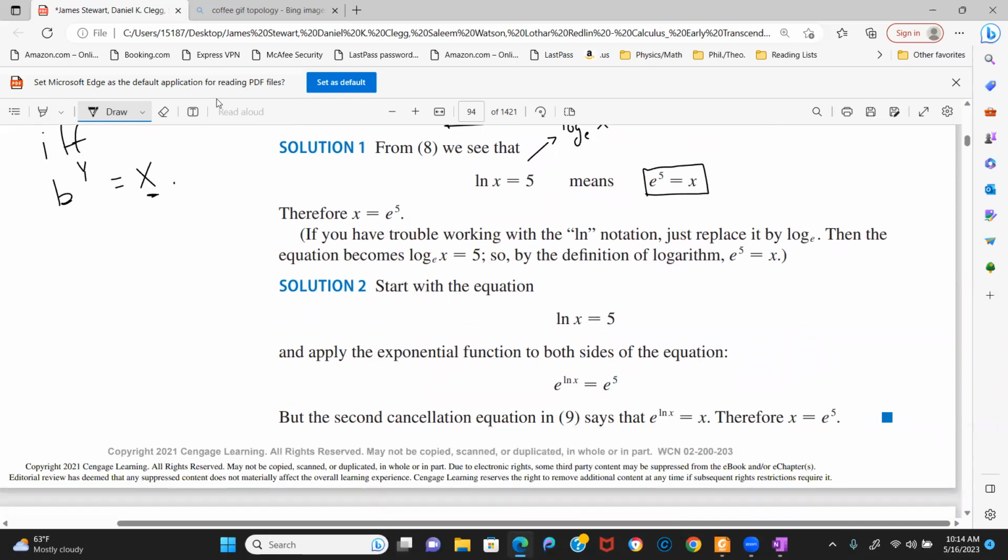Here's another. So this is the first solution. Another way is you can use the cancellation property to solve this. So here's kind of what's going on. This equation implies this one, but how exactly? Well, it's just using the cancellation property.